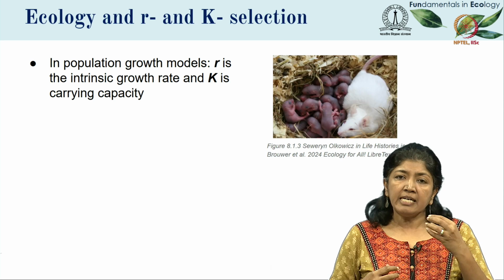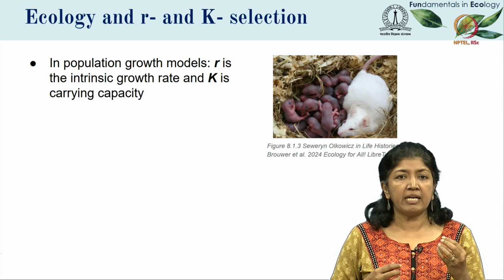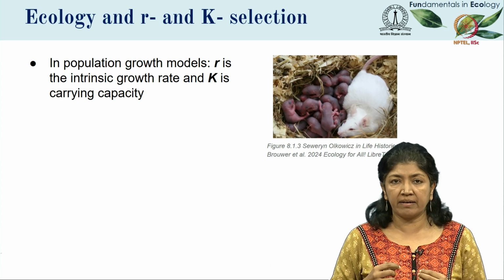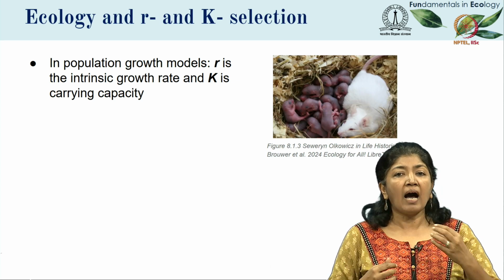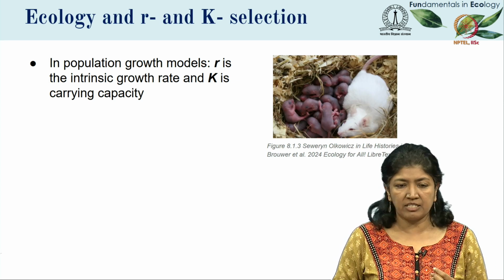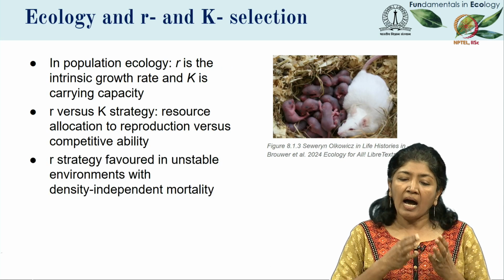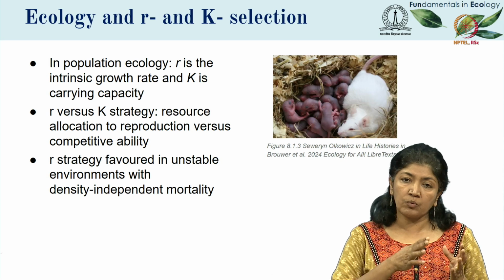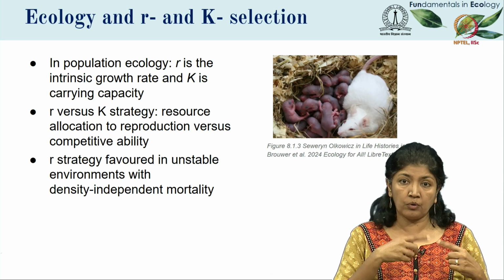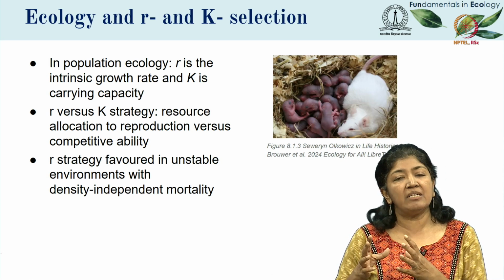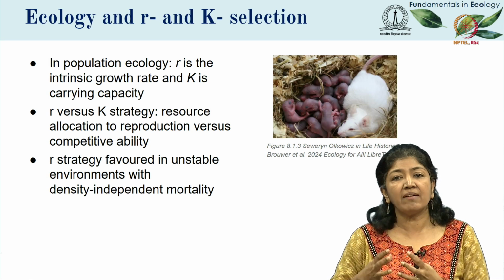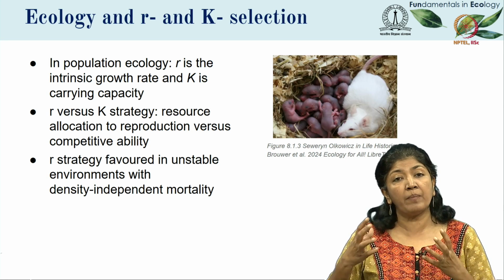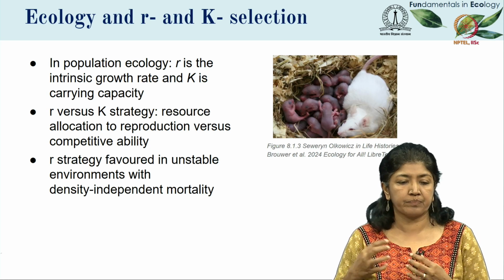So, these concepts of growth rate and carrying capacity have been used in life history theory to describe r and K life history strategies. So, r versus K strategy talks about allocating resources towards reproduction, so growth rate, versus competitive ability, that is surviving in a population at carrying capacity where competition is going to be strong.